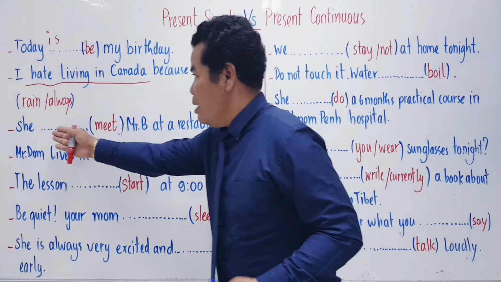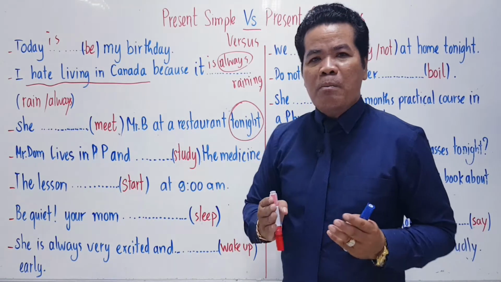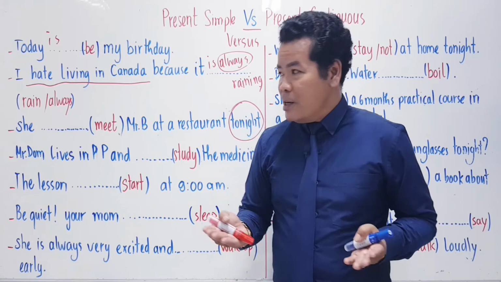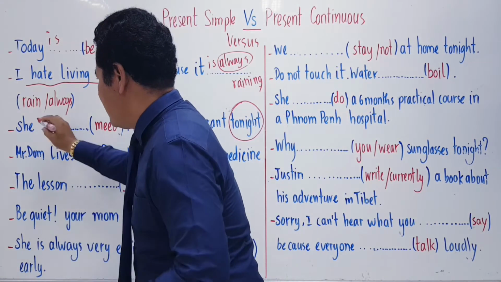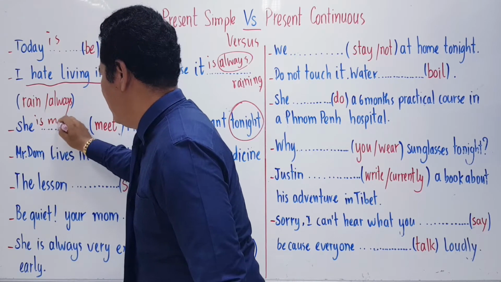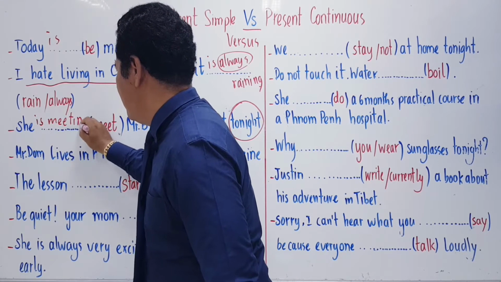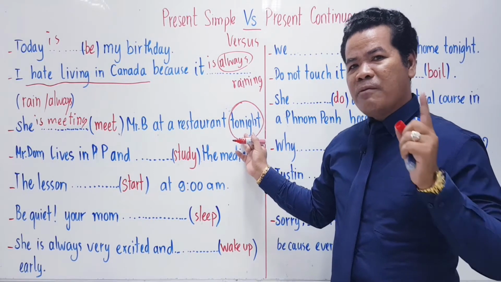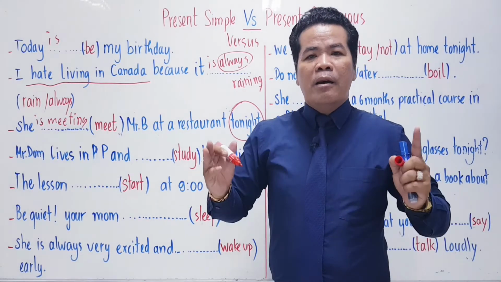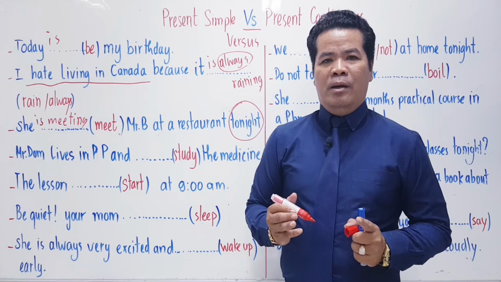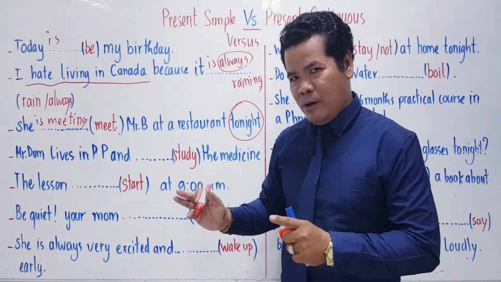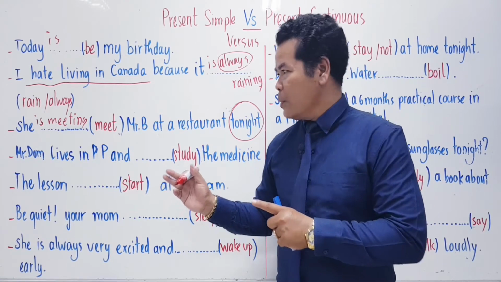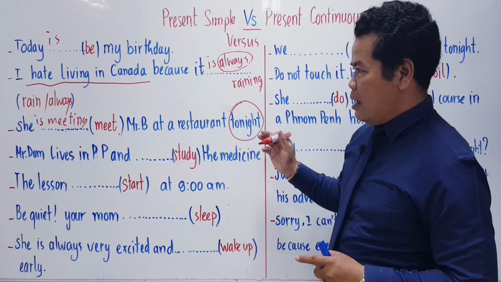So you say she meets or she is meeting. You cannot say she meets. Okay? You gotta say she is meeting. She is meeting Mr. B at the restaurant tonight because it is the fixed plan in the near future. So present progressive or present continuous is used in this exercise. Alright? Let's go to the other exercise.